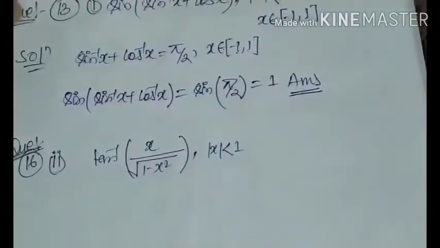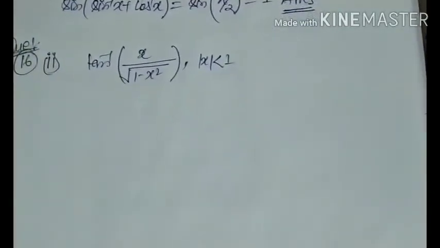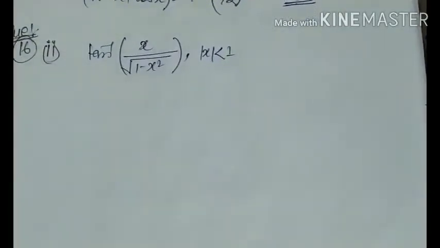Next question is question number 16. The given question is to find the value of tan inverse of x upon root over 1 minus x square. The given condition is mod x less than 1. Mod x less than 1 means x belongs to the open interval minus 1 to 1.